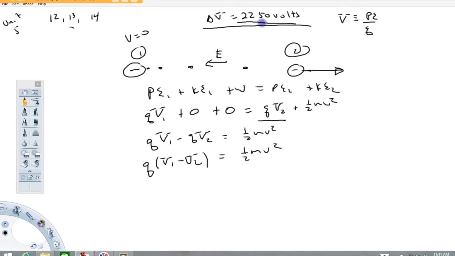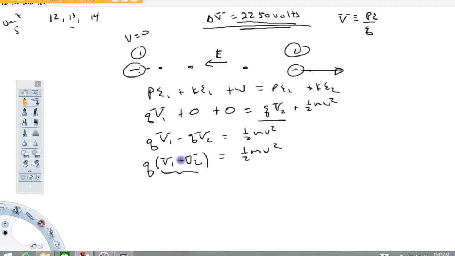This 2250 volts, this is the potential difference between these two spots. That's this number here. It's not V1 or V2, it's the difference between them. So that's what we're going to put here. But you have to know whether it's going to be 2250 or minus 2250.